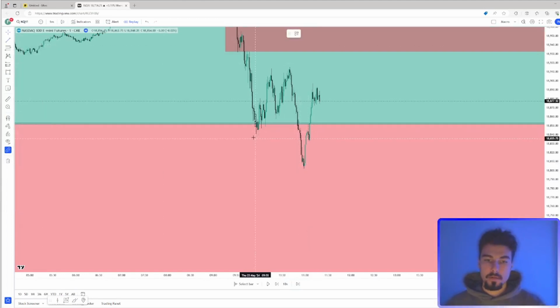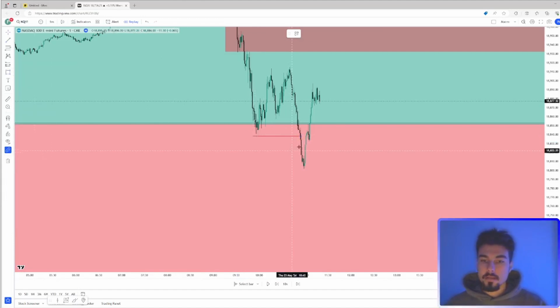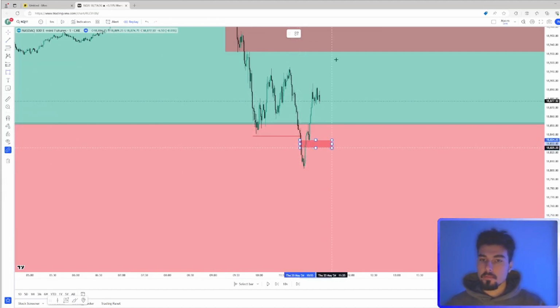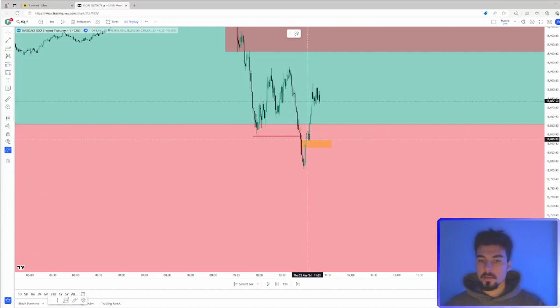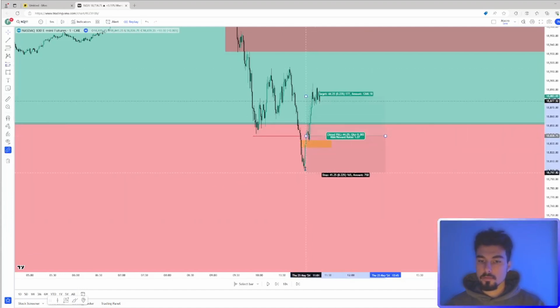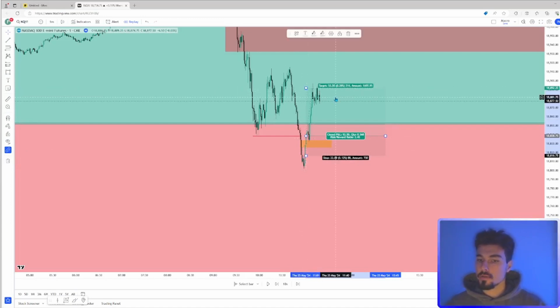We sweep some sell side liquidity, right? We create this inversion fair value gap here. And you could go for a long position like that. Stop below the low, or below the inversion fair value gap candle. And you can target what you need to in terms of risk to reward.